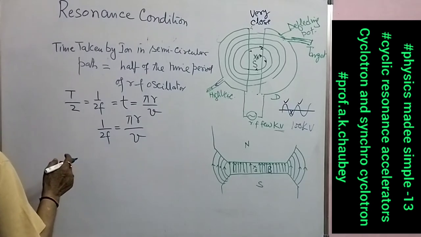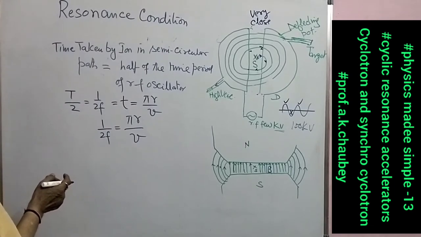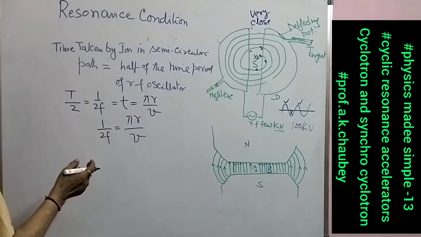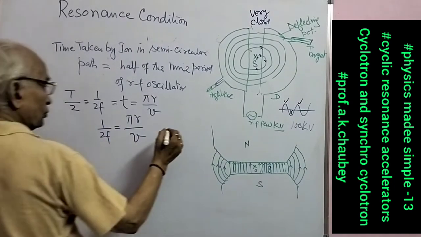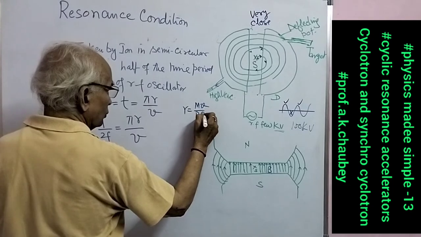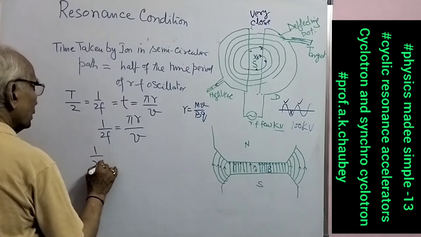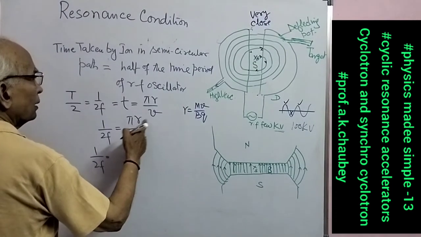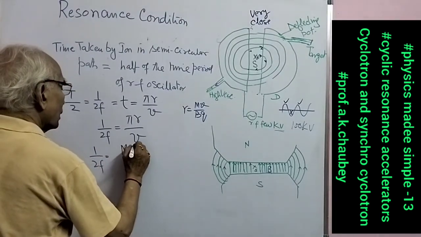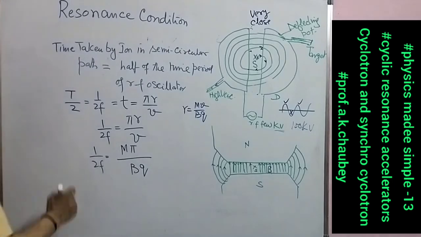Or what we can write? We have earlier r is equal to mv over Bq. So we can write this r here. So 1 over 2f is equal to pi m v over v Bq. The v cancels. So this is 1 over 2f is equal to pi m over Bq.